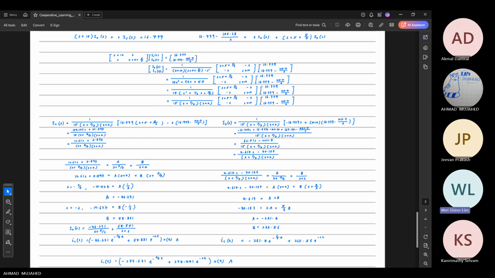Then we will use the partial fraction again to break the terms into smaller terms and then convert this S domain to time domain using inverse Laplace. Then the equation for I2 and I3 in time domain will be obtained. And again, we add these two currents together to get I1. Go down.